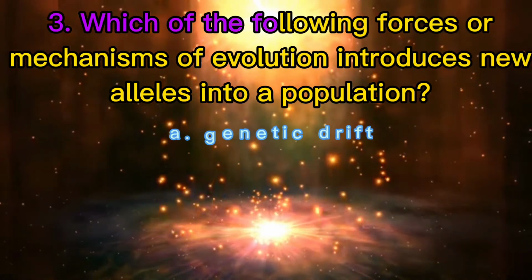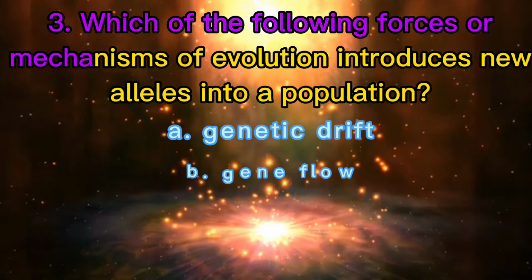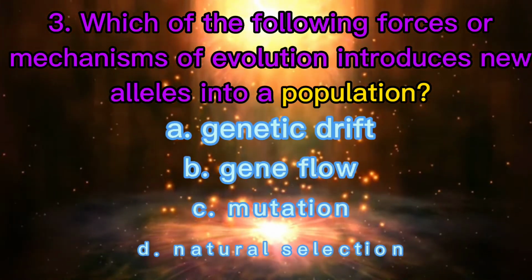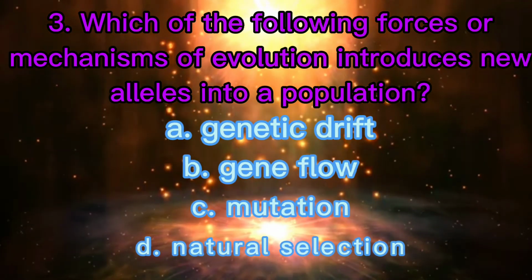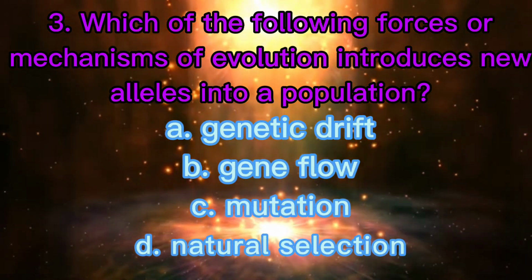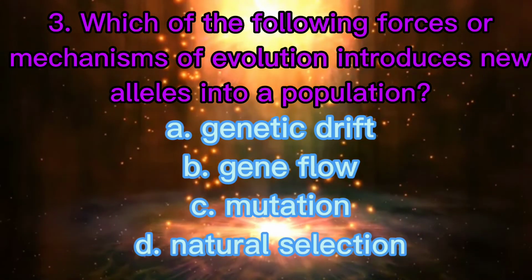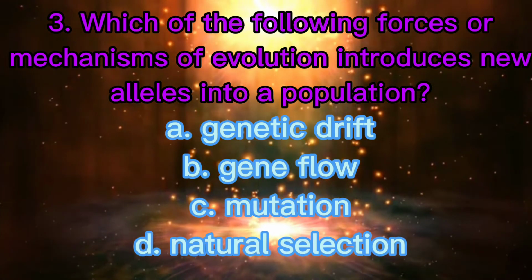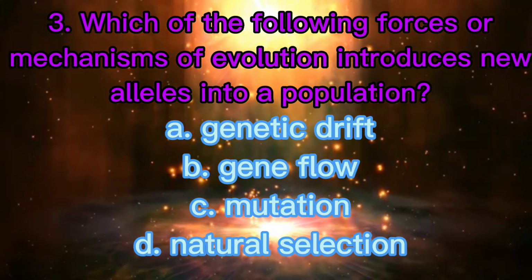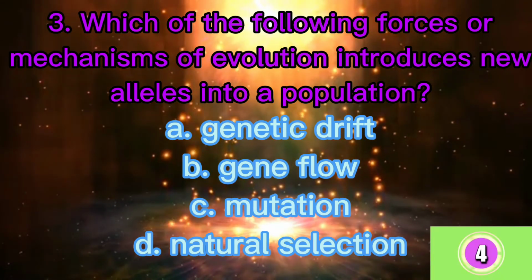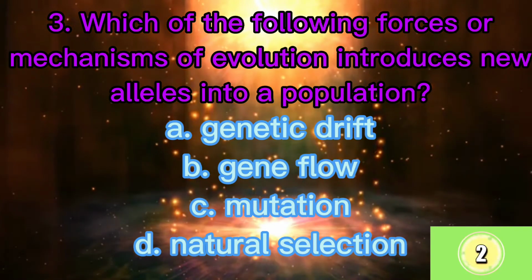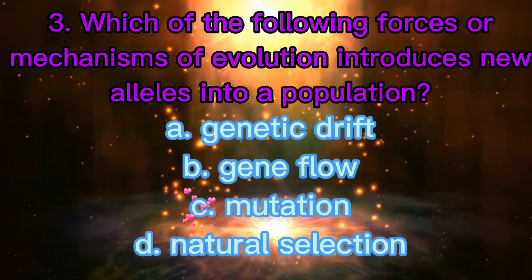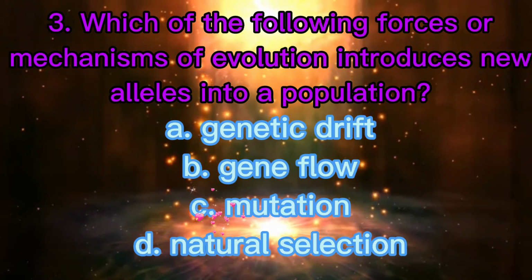Number 3. Which of the following forces or mechanisms of evolution introduces new alleles into a population? Letter A, genetic drift. Letter B, gene flow. Letter C, mutation. And letter D, natural selection. If your answer is C, mutation, then you are correct.